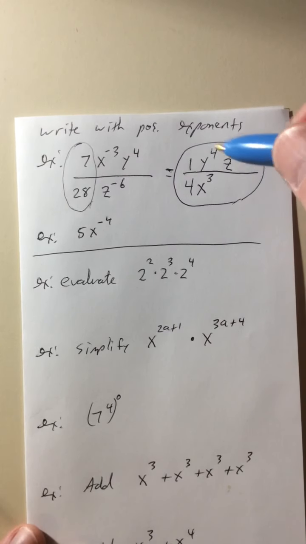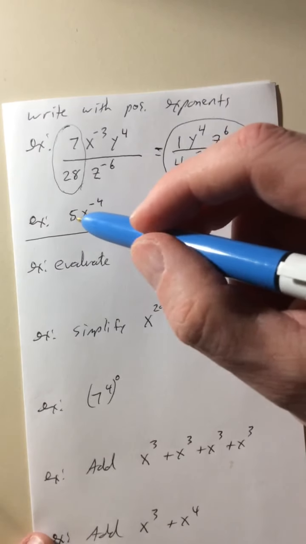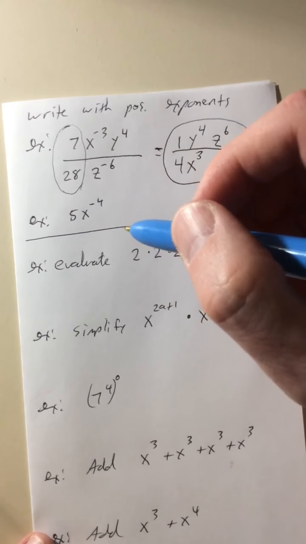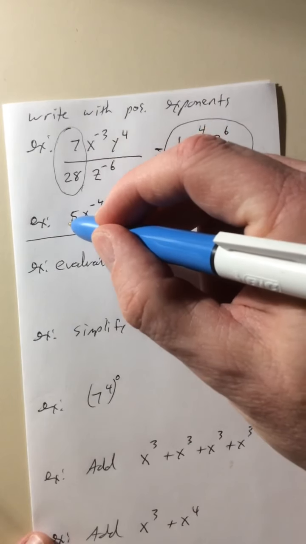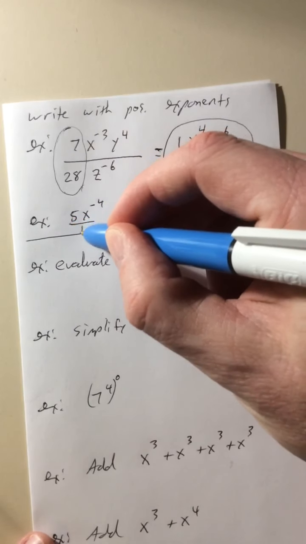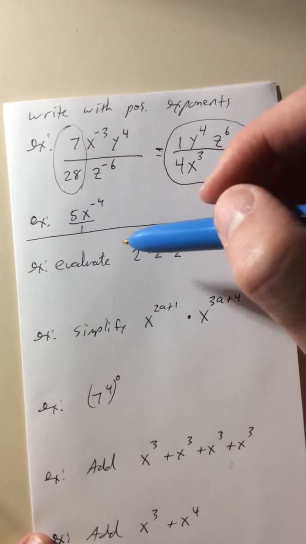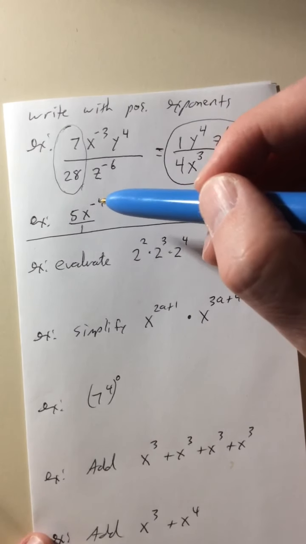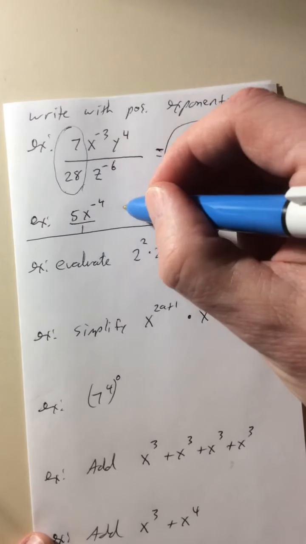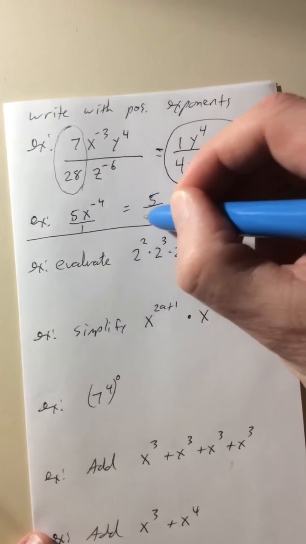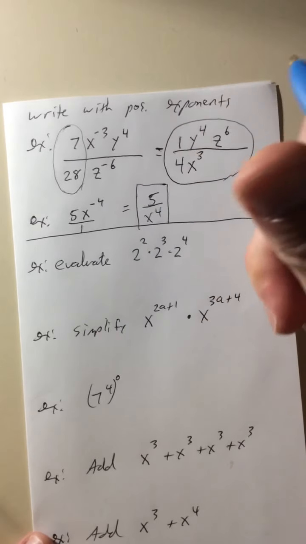So just move things that have negative exponents. Speaking of moving things that have negative exponents, we have here 5x to the negative fourth, but there's no fraction. Well, actually there really is, because of course everything's over 1. So this really is a fraction. It's just kind of a hidden fraction. So we get x to the negative fourth in the numerator. We're just going to drop it into the denominator. So this is really 5 over x to the positive fourth. And we're done with that.